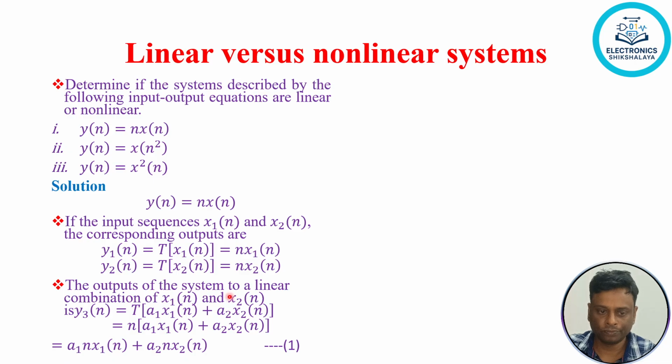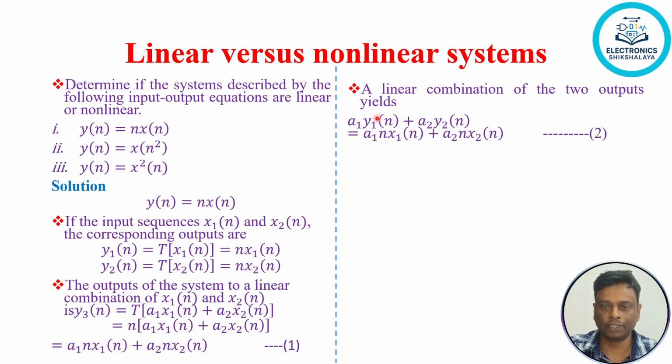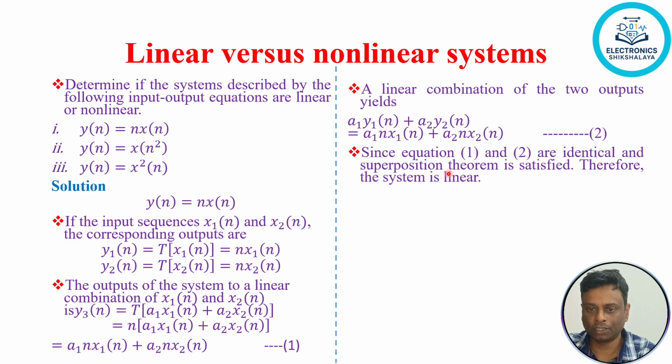Okay. So now the linear combination of the two inputs: a1 y1 of n plus a2 y2 of n. So what is y1 of n? This is y of n, a1 n into x1 of n, then a2 n into x2 of n. So this is our equation 2. You can see both equations are the same. So the superposition theorem is satisfied. Therefore, the given system is linear.